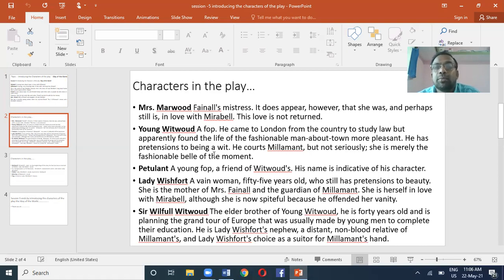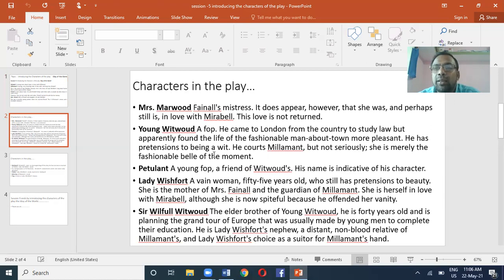Come to another character, young Witwoud. He was a fop, meaning he was a spendthrift, a young boy spending money for a luxurious life, a fashionable boy. He came to London from the country, from a village, to study law. But apparently he found the life of a fashionable man about town more pleasant. He was quite attracted by the young fashionable life in London.